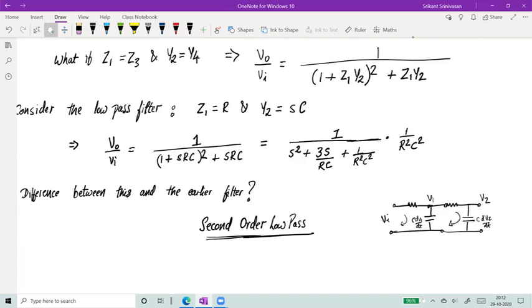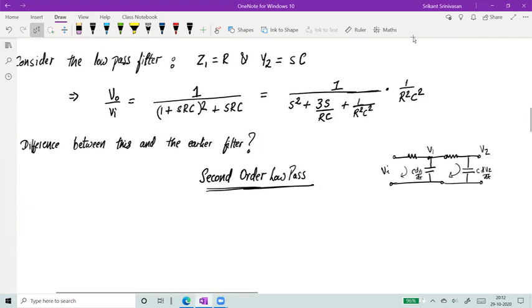The difference between the second order low pass filter and the first order low pass filter is that here you'll notice that as S becomes large, in the first, so let's write it down explicitly. In the first order low pass filter, you had 1 by 1 plus SRC. Okay. And here, what you notice is that in the first order case, as S increases, this term will start reducing. But for the same value of S, this term will reduce even faster because it's a S square.